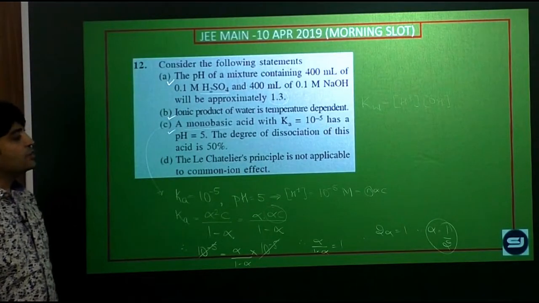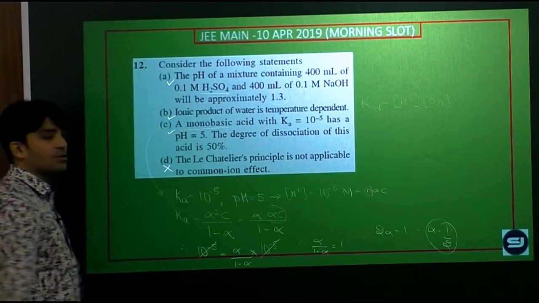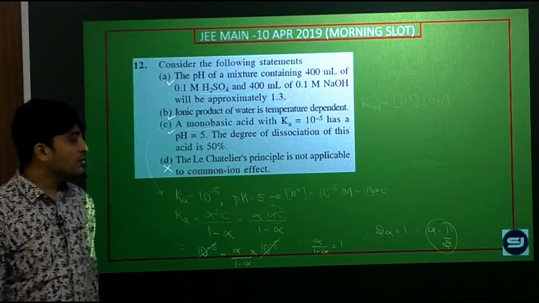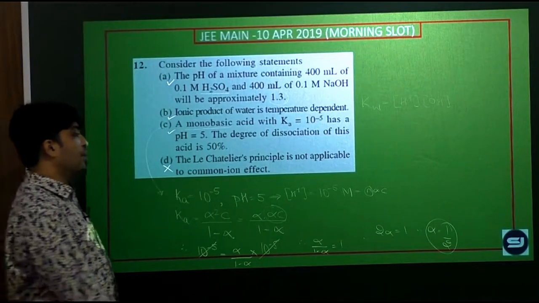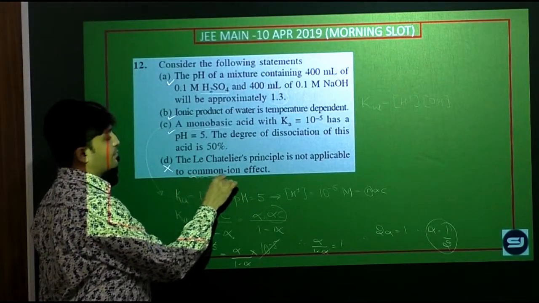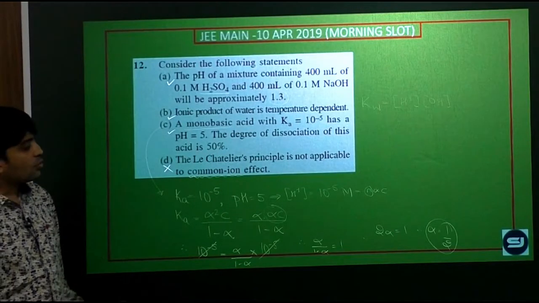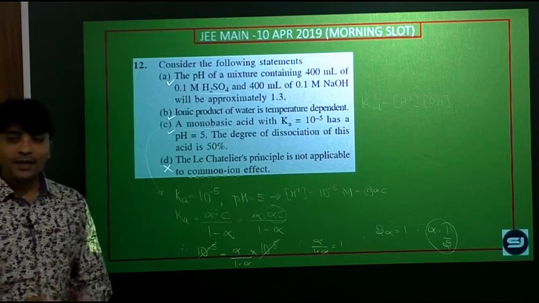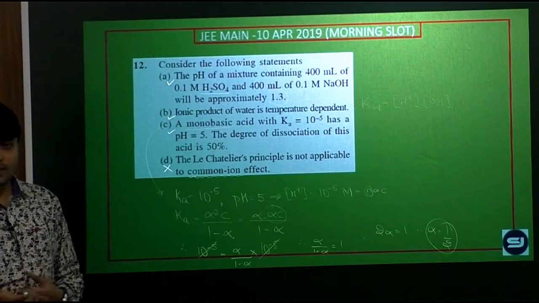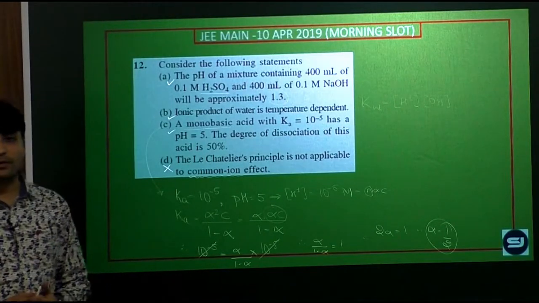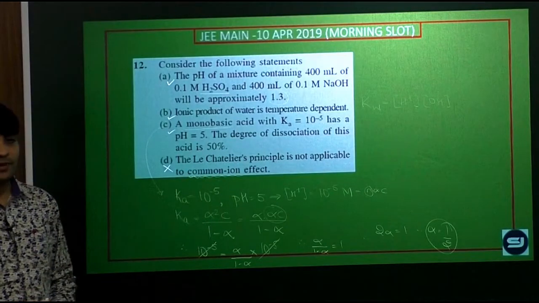D. The Le Chatelier's principle is not applicable to common ion effect. This is a wrong statement. Le Chatelier's principle is applicable for common ion effect. In fact, it states that when there is an ion which is common, then the solubility is always decreased. Because with the common ion effect, the common ion will take away the ions of the other electrolyte and it will shift the equilibrium to the right, thereby the solubility would decrease. So many of the concepts are explained on the basis of common ion effect.